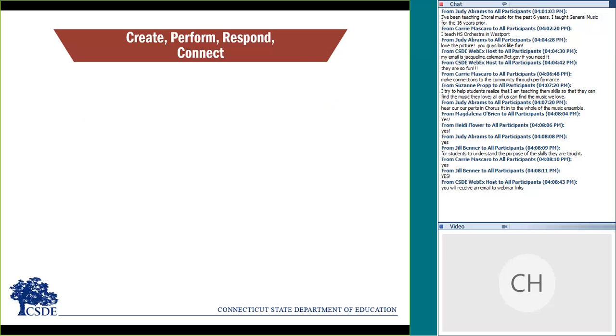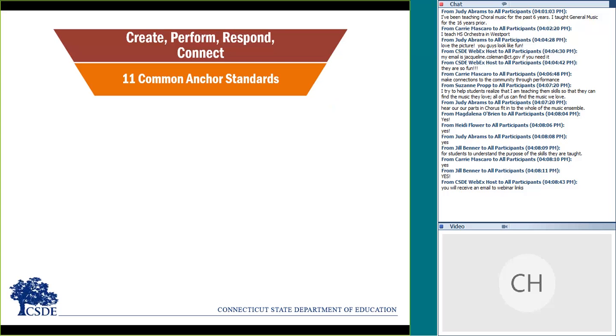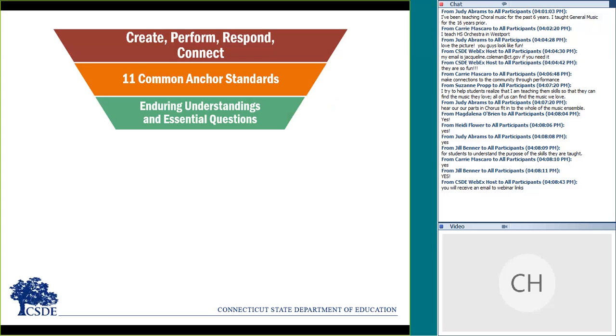From the artistic processes come the 11 common anchor standards. These are overarching through all forms. Number four, select, analyze, and interpret artistic work for presentation, is a very important one for us music people. Next in line on our way from the top to the bottom in our instruction, we have the enduring understandings and essential questions written for each anchor standard. Just as an FYI, these are written in the language at the high school level and should be adapted for your grade level.